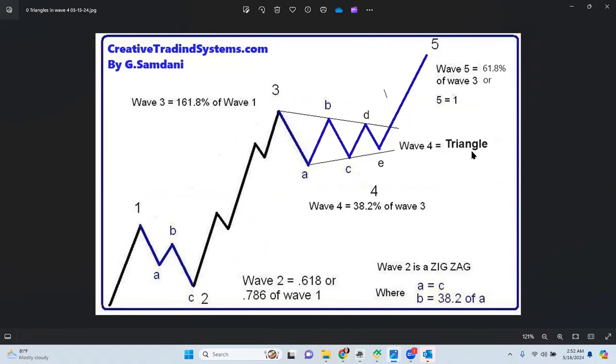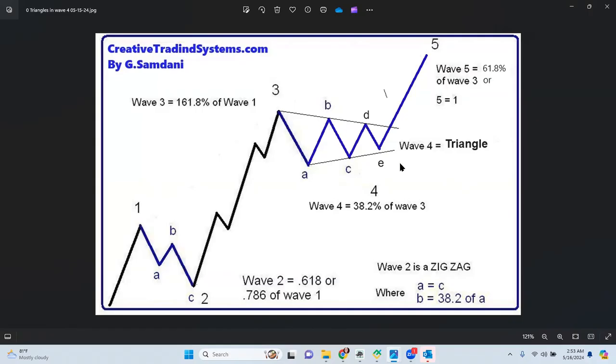And 90% of the time, the triangle has 5 legs. You can see here A, B, C, D, and E, right? So this is how they unfold. After finishing wave 3, which is commonly 161% of wave 1, starting from wave 2, goes all the way to 161%. Then it falls into wave A, then goes up B, C, D, E.